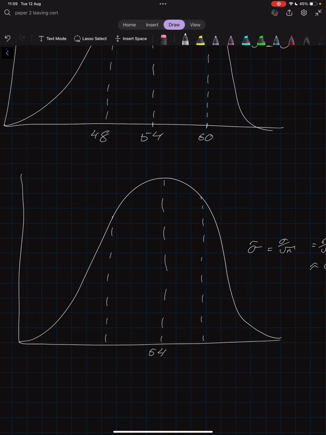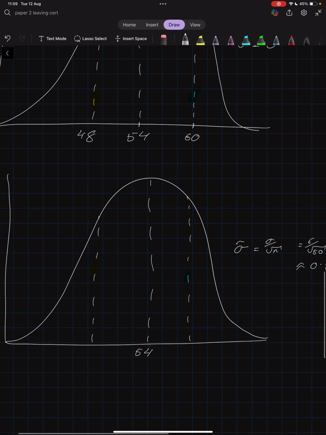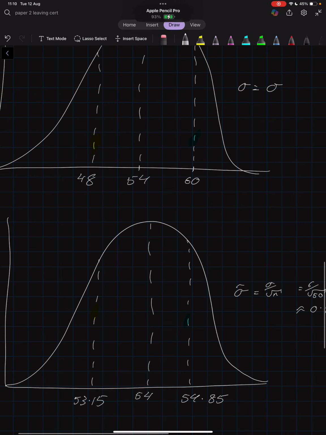So remember, these lines correspond to the same thing. This line and this line correspond to the same thing. This line and this line correspond to the same thing. Now, because I did minus 6 and plus 6, now I'm going to do minus 0.85 and plus 0.85. So it's 53.15 and 54.85. So basically what this is asking, it's saying, okay, go around and find me a battery.